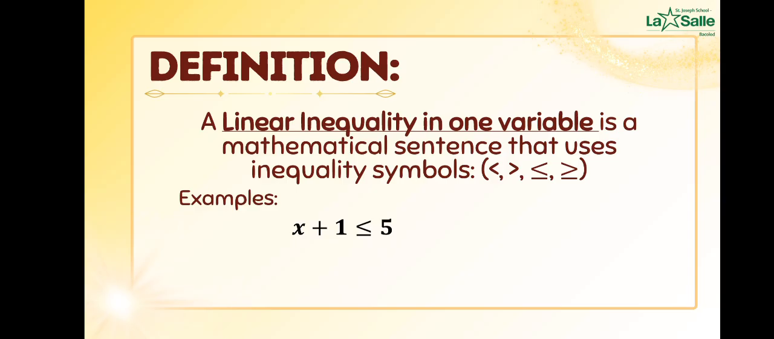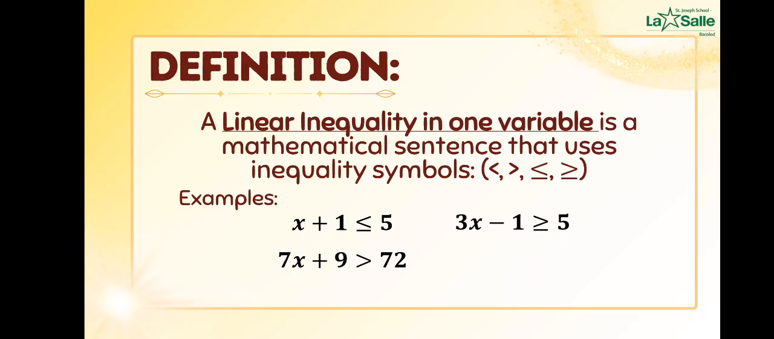Examples: x + 1 ≤ 5. 7x + 9 > 72. 3x − 1 ≥ 5. And 2x − 8 < 2.